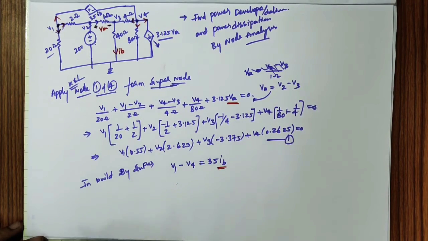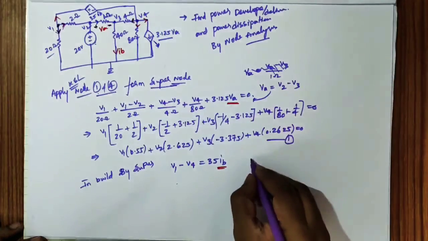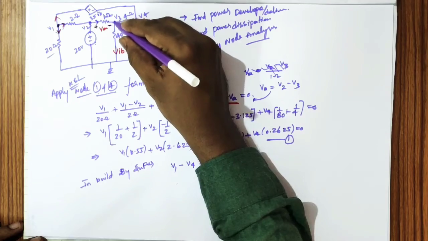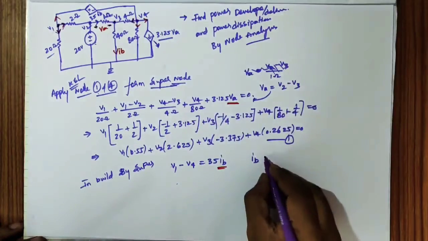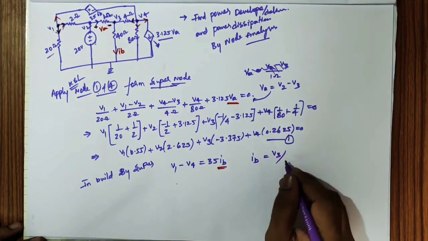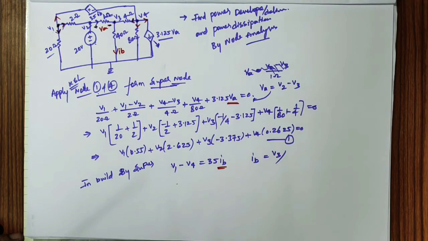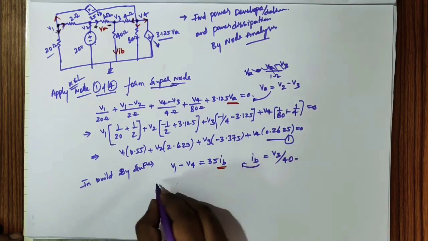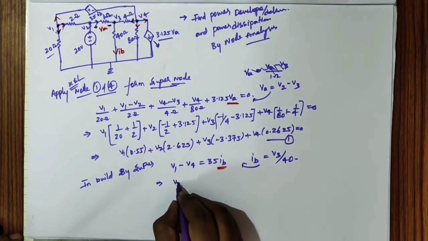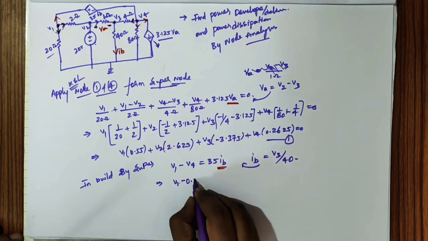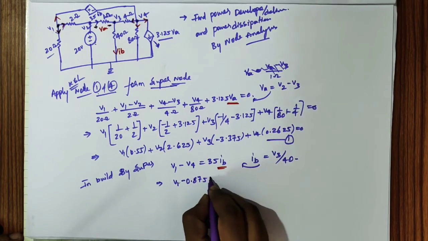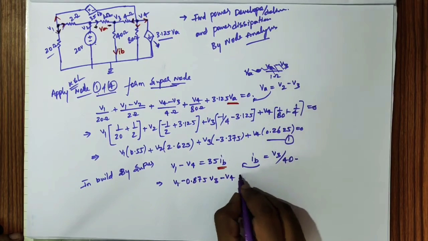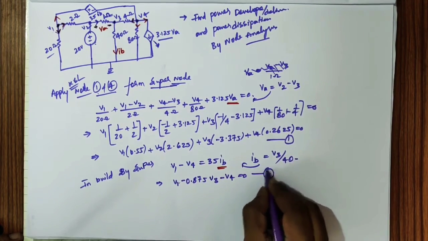IB is again an unknown. How will we find IB? IB is the current flowing through the 40 ohms, so the branch voltage is V3 by 40 ohms. Substitute this here, and again you will get V1 minus 0.875 V3 minus V4 equal to 0. Let us say this is equation 2.